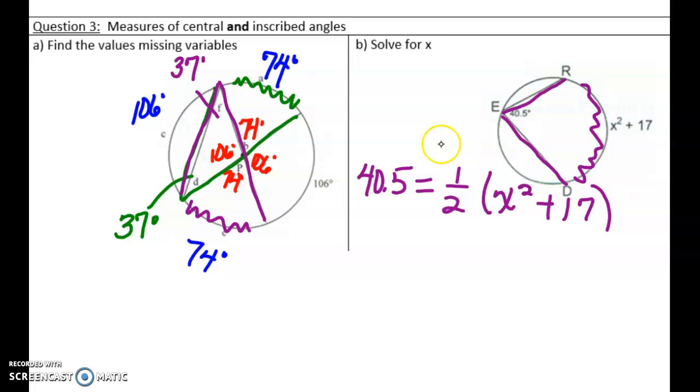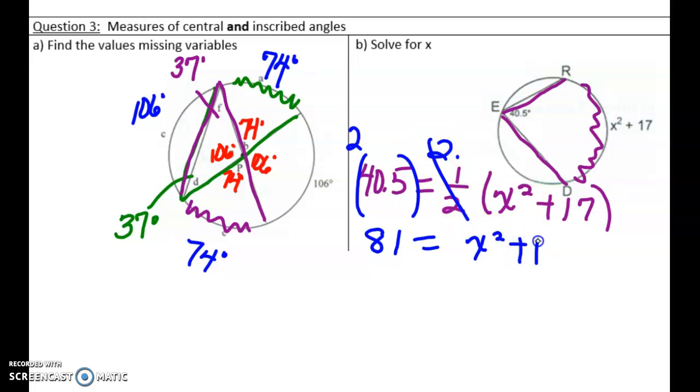This side can be multiplied by 2. You don't want to multiply the inside by 2 if you multiply what's outside. That is, in essence, multiplying that whole side by 2. We're going to multiply this by 2 as well. And I believe that's 81. Is that right? I think so. And then 2 times 1/2 drops out. And then we're going to subtract 17. And what is that, 64?